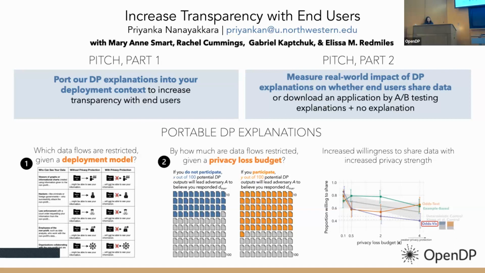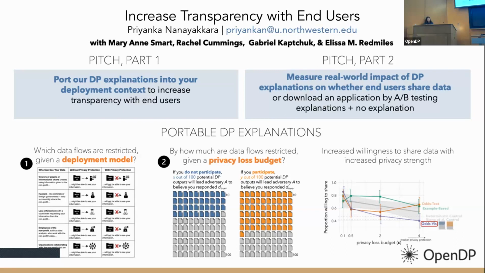And one last finding from this study is on the right-hand side. So we found that people are in fact sensitive to changes in epsilon in this controlled setting. So there was increased willingness to share data with increased privacy strength.